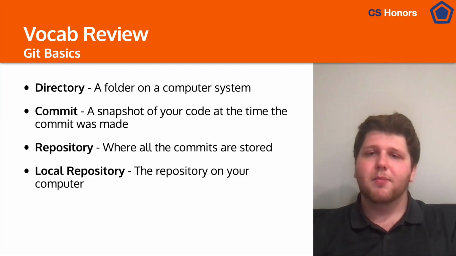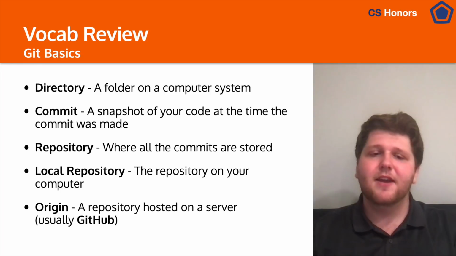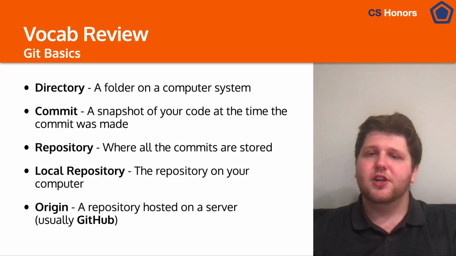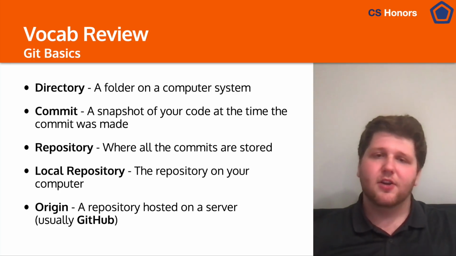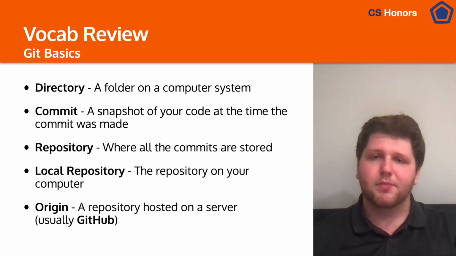So your local repository is the one that you are actively working on. And then finally, we have origin, which is a nickname given to a repository hosted on a server. So this is seen as sort of the source of truth, right? That's where the official, quote unquote, version of the code is kept, right? So in this case, you would push your commits from your local repository to origin, and then it would store them. And if someone else did the same, you could pull them from origin.